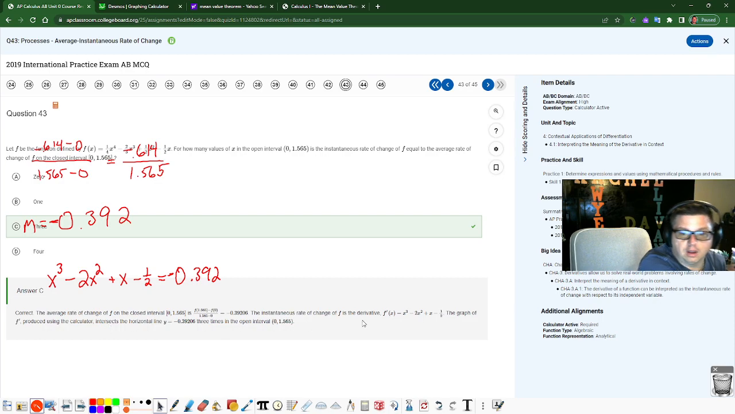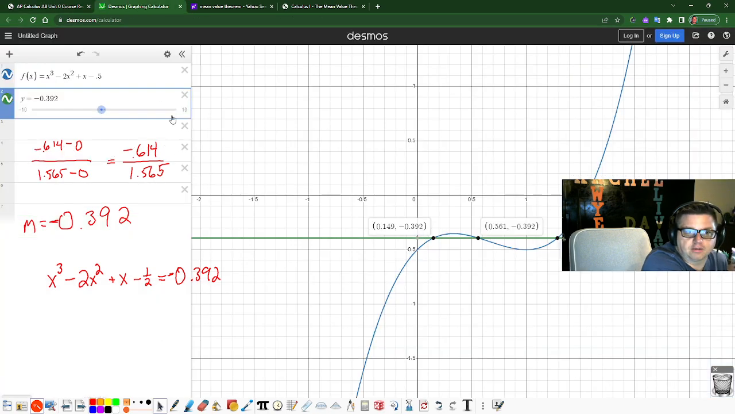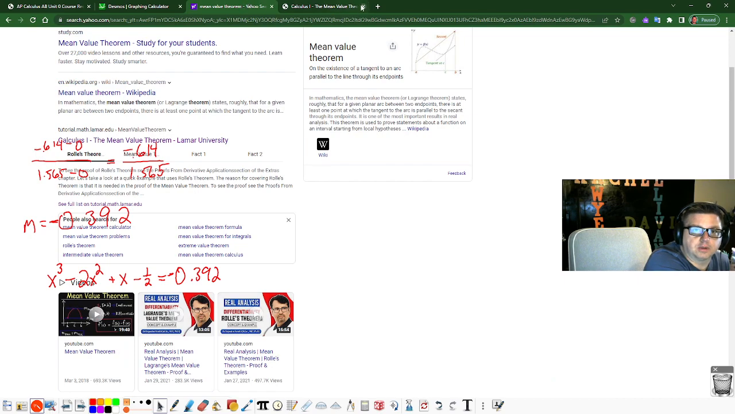Look, the graph of f prime produced using a calculator intersects with the horizontal line y equals this 3 times. They're literally telling you to do exactly what I did. Graph the slope, which is a y value, that's your dy dx, and see where they intersect. And then this one would have been 0 if it was positive, not negative. That's where your boy screwed up.